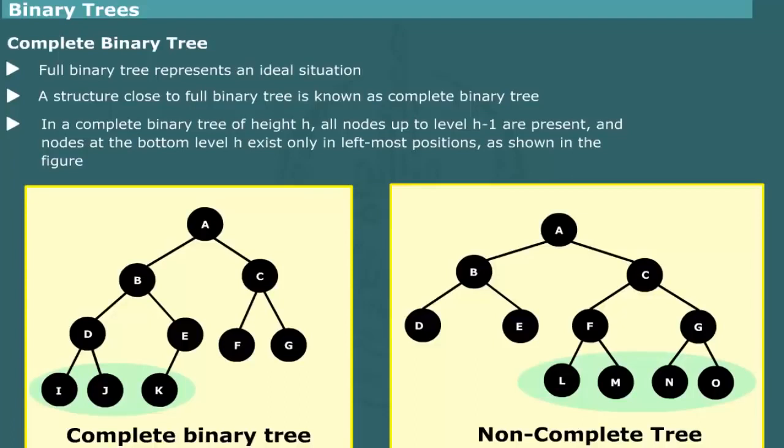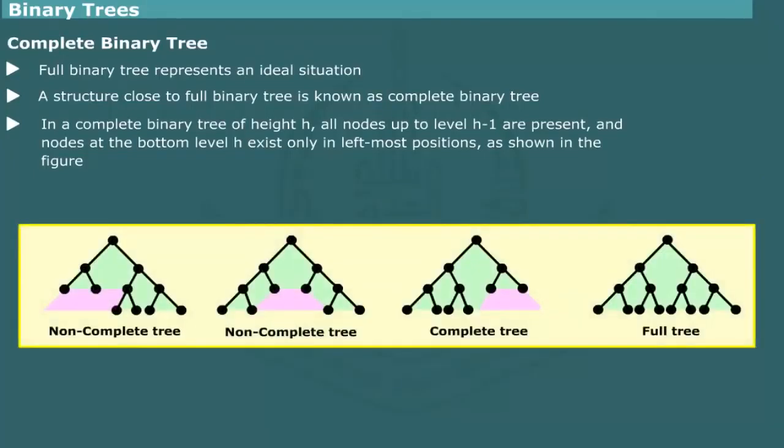The distinction between a full tree, complete tree and non-complete tree can be viewed more vividly by looking at the triangle arrow to the tree structure. Figure shows such triangles. The missing nodes are represented as unshaded area of the triangle.